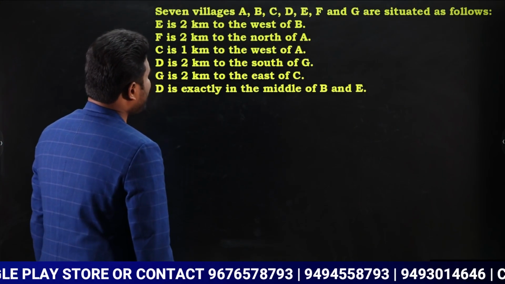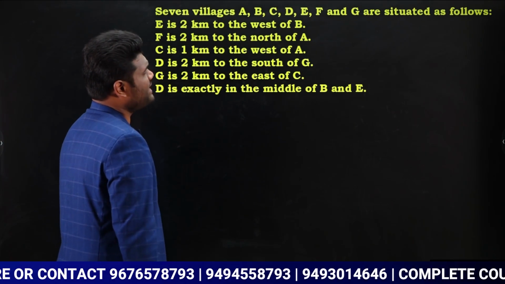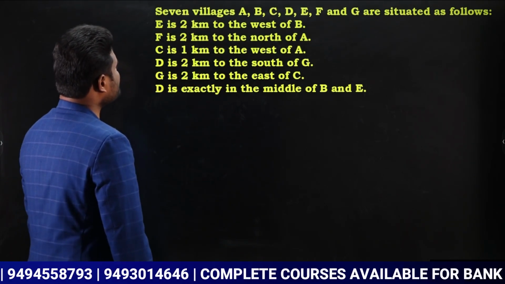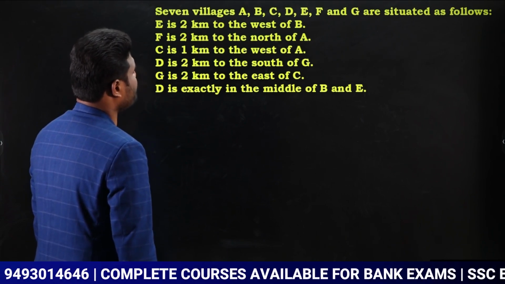7 villages A, B, C, D, E, F and G are situated as follows. E is 2 km to the west of B.